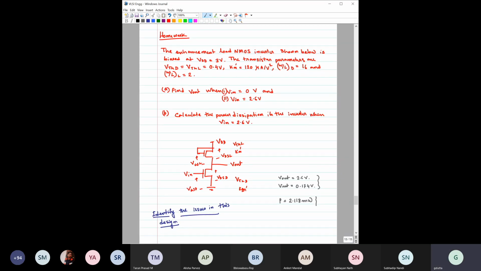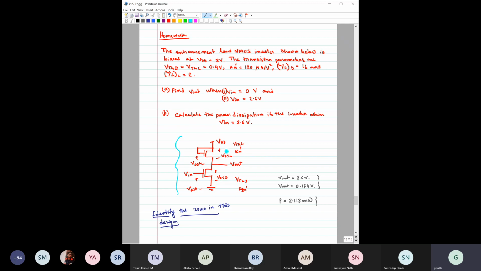So there is a simple homework for all of you. No need to note it down, because anyway this is recorded. Also, I will share the PDF. It basically says that you have an inverter with this enhancement load, right?